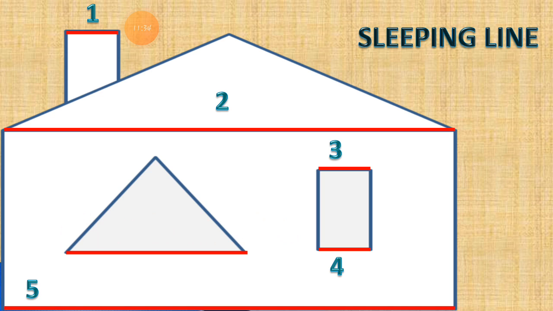So totally this house is made with 5 sleeping lines, 6 standing lines, and the slanting lines are left. So we have to count now. Sorry, there is one more sleeping line. We just forgot this. See this, there is one more sleeping line. So total there are 6 standing lines and 6 sleeping lines.